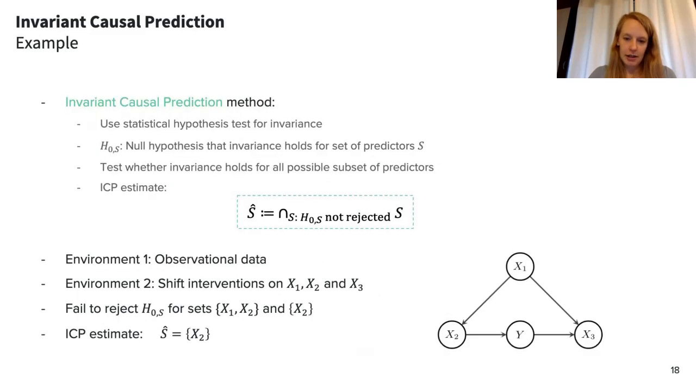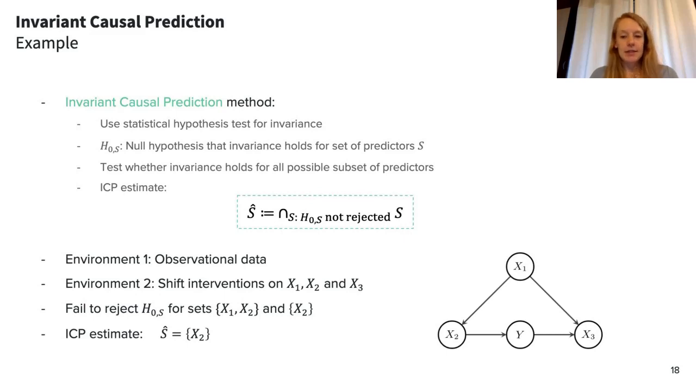So here at the top, I'm just again showing you the same description from the previous slide. And now here at the bottom, we have the example. So on the right-hand side, this is the underlying data generating graph. And say the first environment we have access to is just observational data. And in a second environment, we observe shift interventions on X1, X2, and X3.